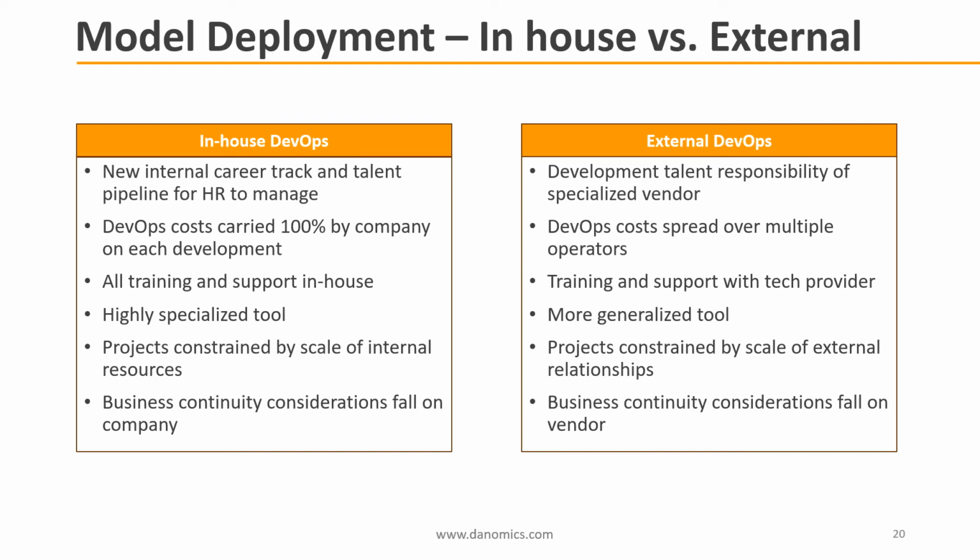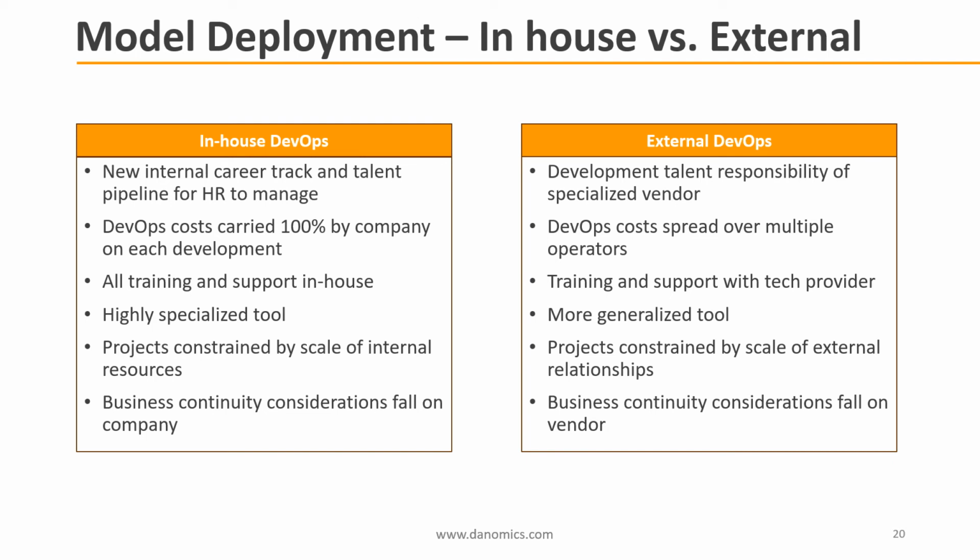So when you're developing something in-house, this means you have to have the right people there. And for a lot of oil and gas companies, they do not have full stack software developers. So that means you have to create a new career track. You have to develop that talent pipeline. It's going to mean forming new groups and new teams. And this is going to be quite the process for HR to manage. Whereas if this is done externally, the development talent is the responsibility of a specialized vendor. Do you want to have that talent inside the company, or are you okay with that being outside the company?